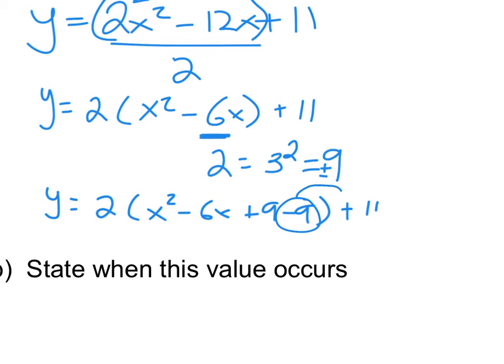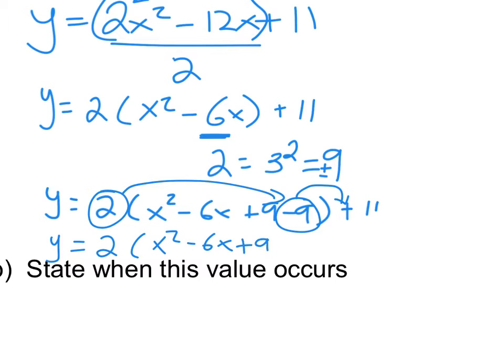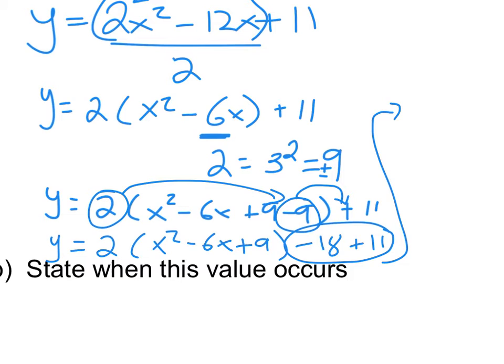In order for it to come out, to be with that 11, you have to multiply it by the 2 that's in front, or the gatekeeper that's in front of the bracket. So now you're going to be left with 2 bracket x squared minus 6x plus 9. Negative 9 times 2 is negative 18 plus 11. Now we're going to simply group the negative 18 and 11 together.